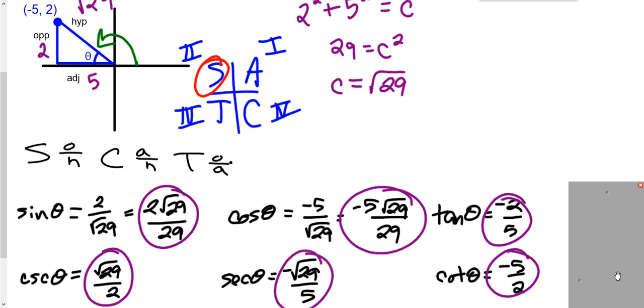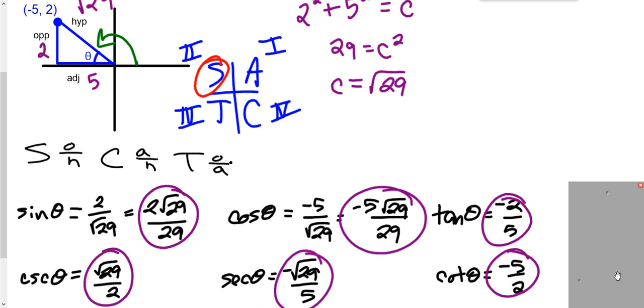The saying, all students take calculus, it just tells you which ones are positive. So by process of elimination, the other ones would have to be negative. So tan is going to be a negative value, negative 2 over 5. And cotan is the reciprocal of that, still negative 5 over 2.